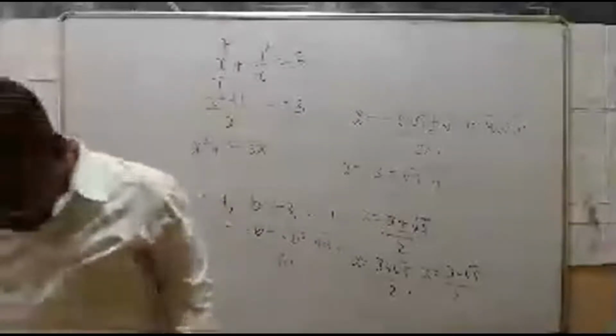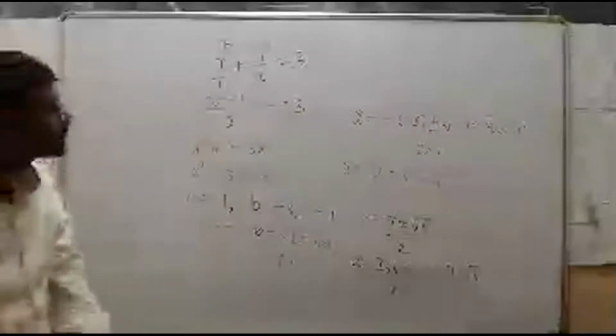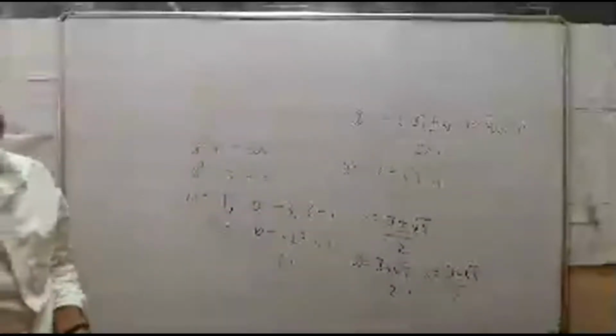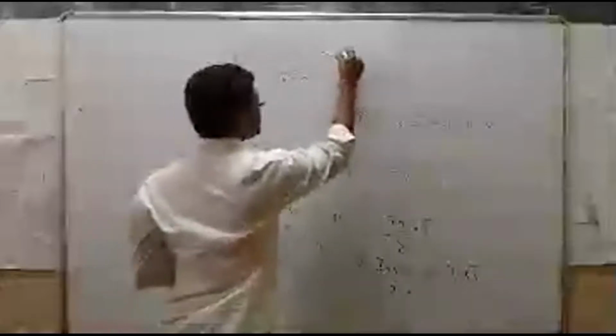Second one. In the second one, it is 1 divided by x minus 1 divided by x minus 2. This one is also not in the form of a quadratic equation. 1 divided by x minus 1 divided by x minus 2 is equal to how much? 3. Okay. Again, first you have to simplify this one. First we should convert it into the form of a quadratic equation. Then we have to find the roots.